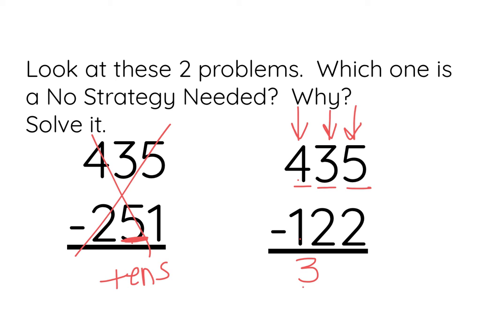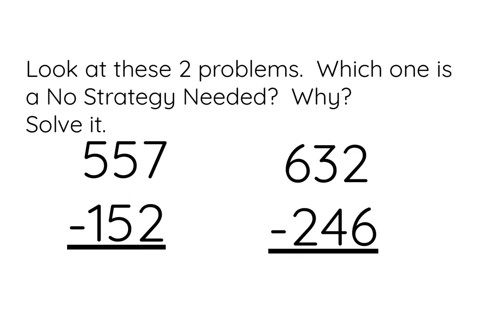400 minus 100 equals 300. 30 minus 20 equals 10. 5 minus 2 equals 3. Great job. Again, look for the larger digits. Make sure they're not on the bottom. Which one will you solve? Which one will you cross out?